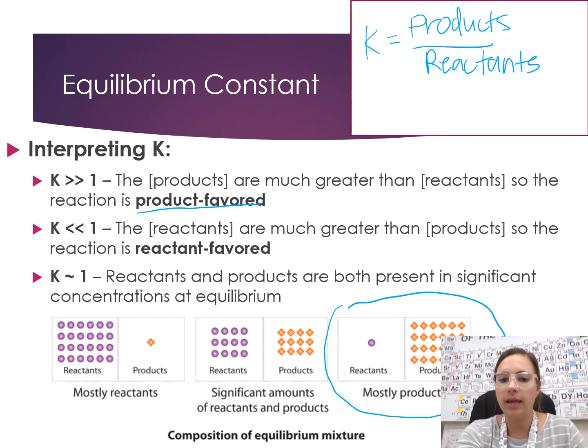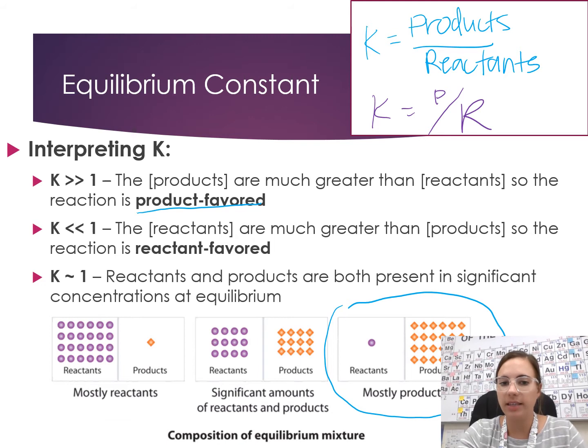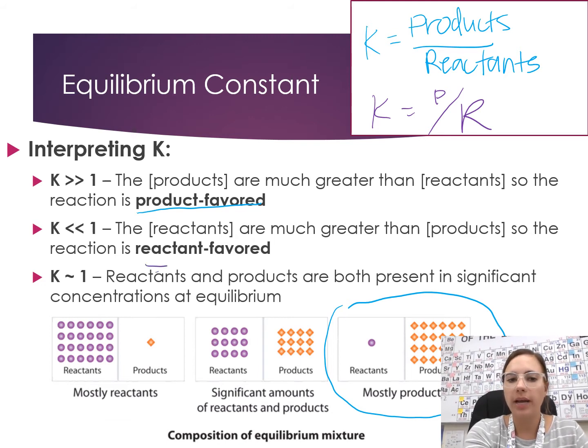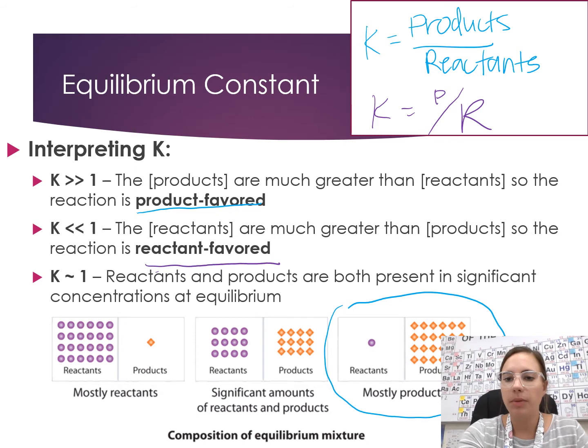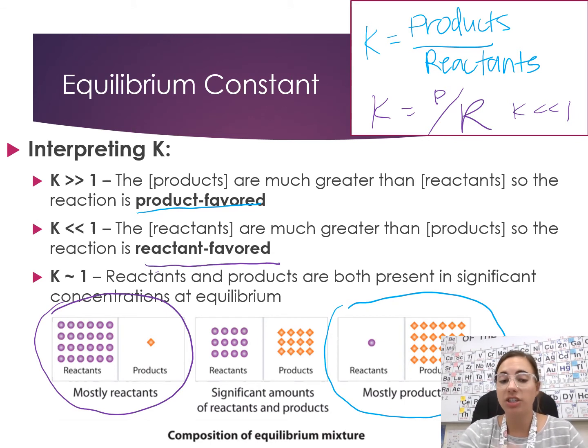Now let's say this time my reactants are way bigger. I have more reactant than I have product. We call that reactant favored. If the denominator of a fraction is bigger, it's going to be less than 1, typically a lot less than 1. So in that example, when we reach equilibrium, the concentration of my reactants is way more than my product. There's still reactant and product there, but the reactant is just in a much higher concentration.